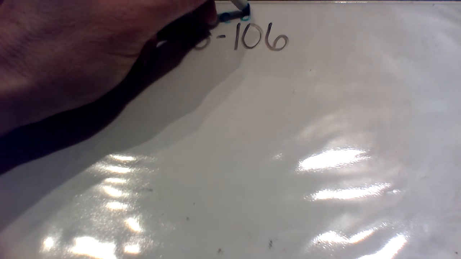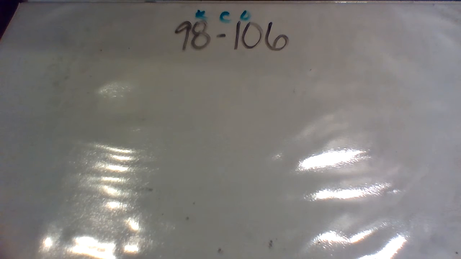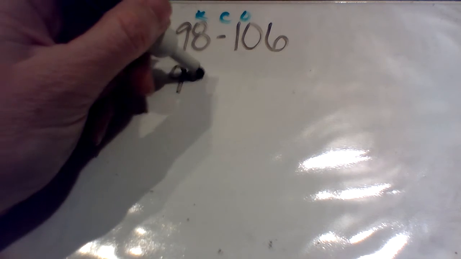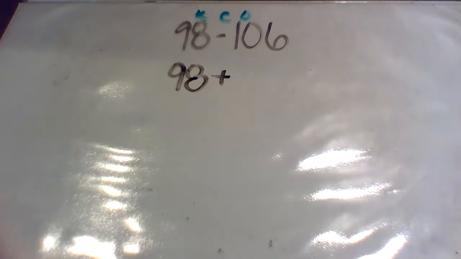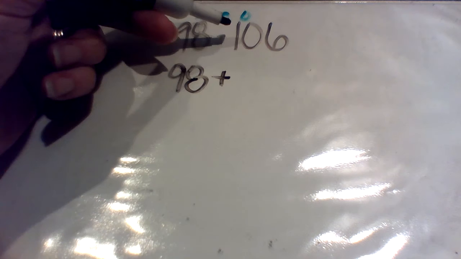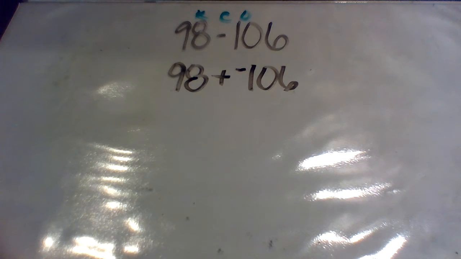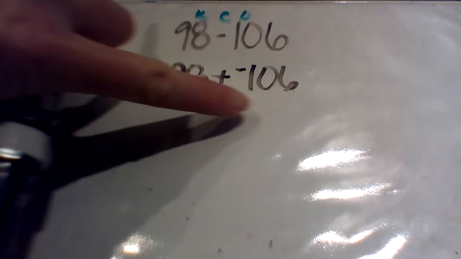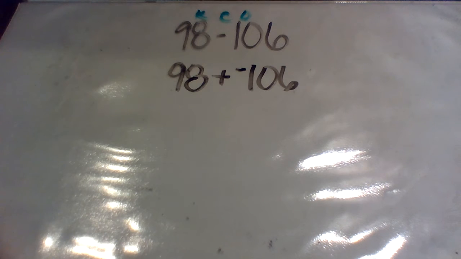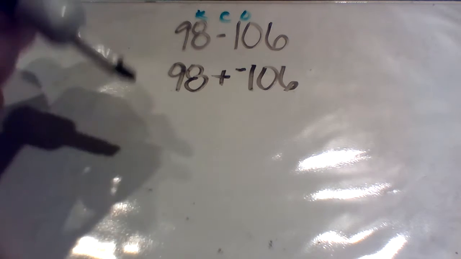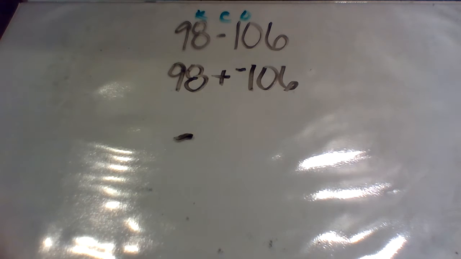We know with that, we need to do our keep, change, opposite. Okay, so I'm going to keep my 98. I'm going to change my subtraction to addition, and then this was a positive 106, so it becomes negative 106. Okay, so once I have this problem, now I use my idea, which one has the greater absolute value? Which one's farther from 0? Hopefully you recognize 106, right? And we know that has a negative sign to it. So my final answer is going to be a negative sign.